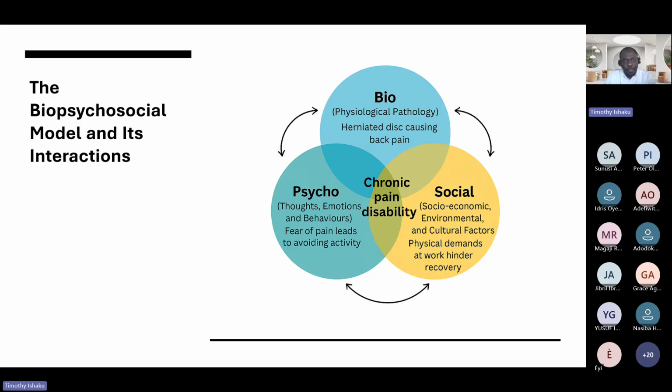But also the last leg or part of the biopsychosocial model is the social part: the socio-economic status, the environment, the cultural.